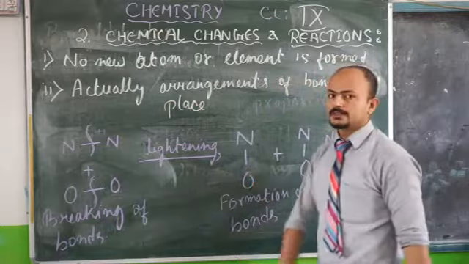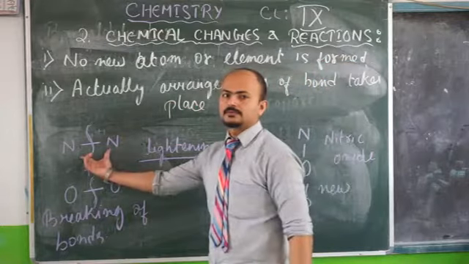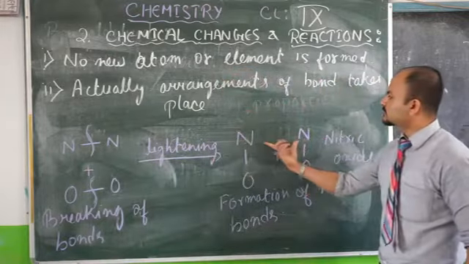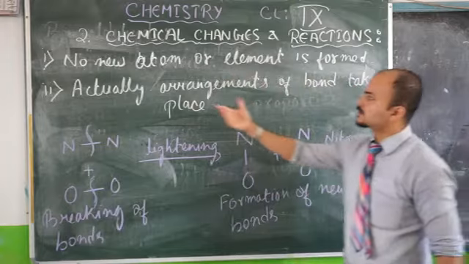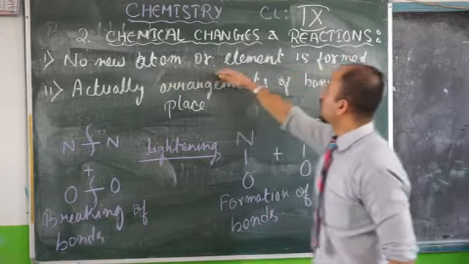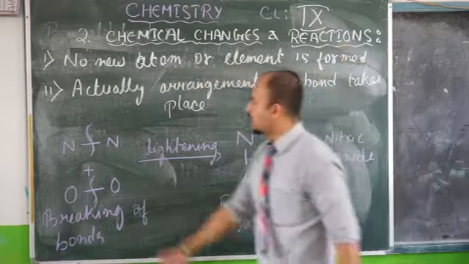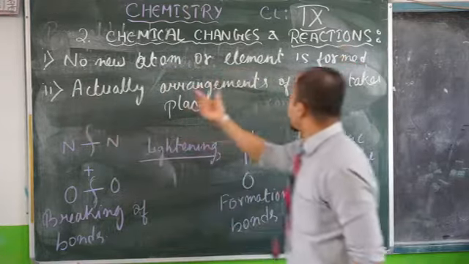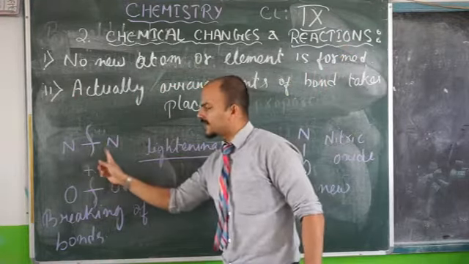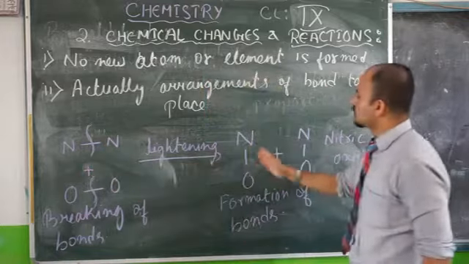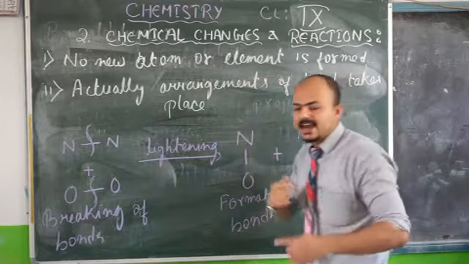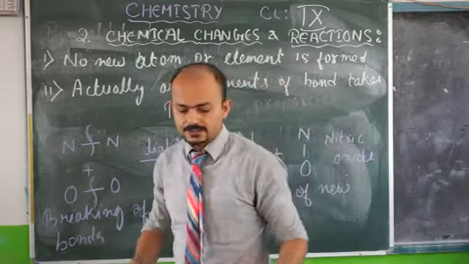Hope this is clear. You have 2 atoms of nitrogen before the reaction. After the reaction also you have 2 atoms of nitrogen. That means no new atom or element is formed. Yes or no? And the second point, arrangement of bonds takes place. That means before the reaction you have a bond between nitrogen and nitrogen, but after the reaction you have a bond between nitrogen and oxygen. So the bonding arrangement has taken place in a chemical reaction.